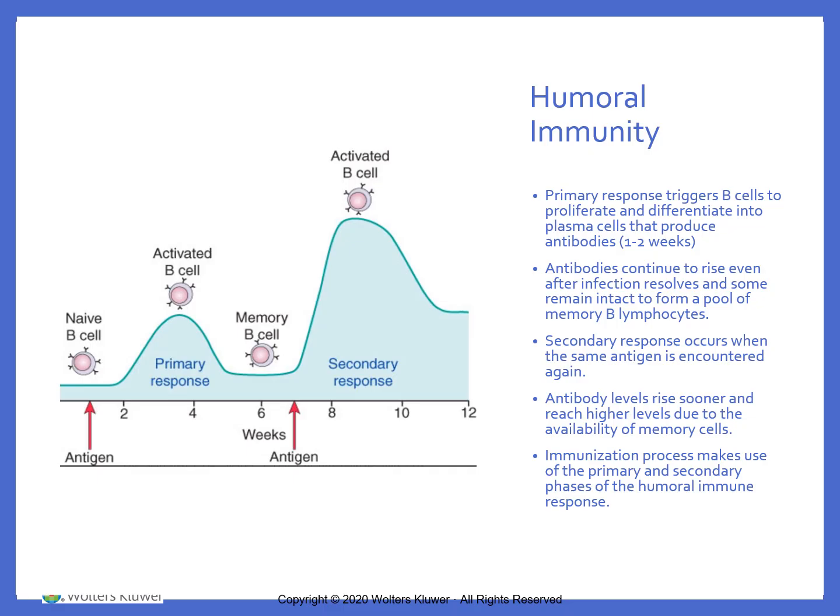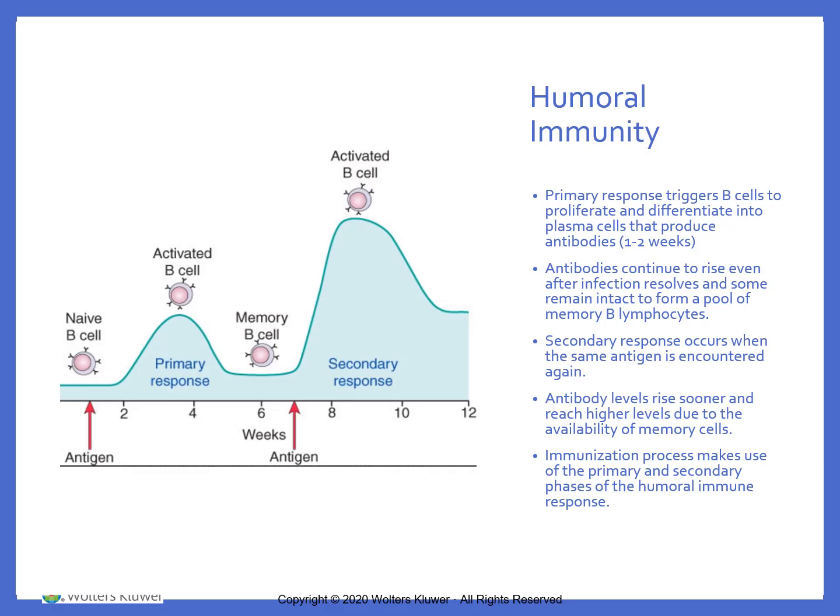And some remain intact to form this kind of pool of memory B lymphocytes. So you can see that here. We have a naive B cell that has not encountered an antigen yet. But when we introduce that antigen, we have this primary response, and we get this big rise in the activation of B cells. And then, as you know, we've cleared that infectious agent, so that primary response starts to ebb, but we still have these memory cells around.